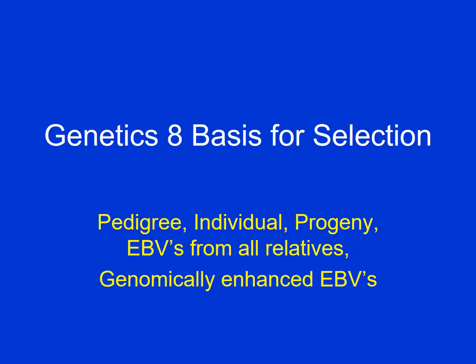Welcome to Genetics 8, Basis of Selection. We're going to cover several different ways that animals can be selected. We can select very young animals just based on their pedigree. We can select animals based on their own individual performance.